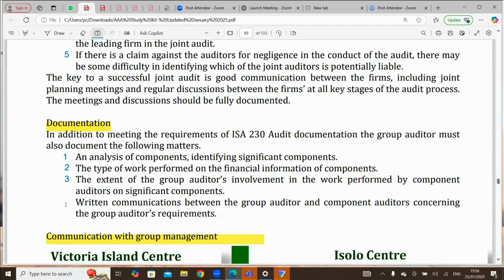You want to have it down. It does not mean that you can blame the component auditor for something that went wrong, but you just want to know that this is the extent of work, this is the extent of review that I'm doing of the component auditor's work. Then we have written communication between the group auditor and the component auditor about the group auditor's requirements. That's why the letter of instruction and report of work performed is very essential. That's what gives you an overview of the conversation that has been held between the both of them.